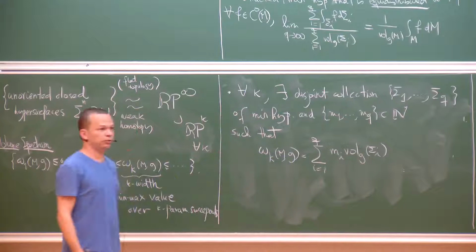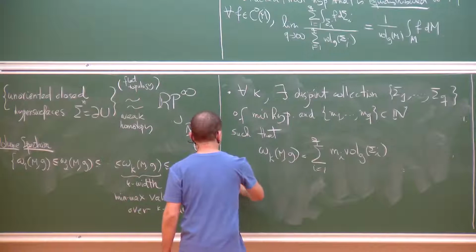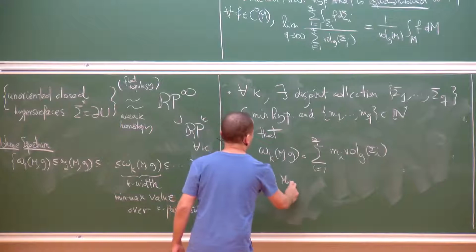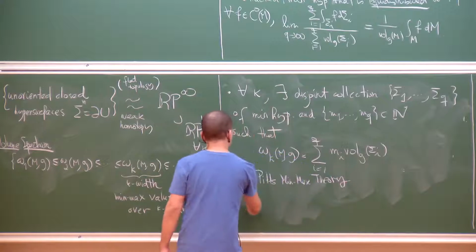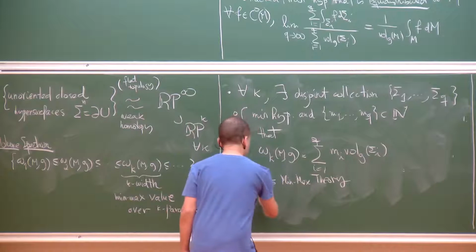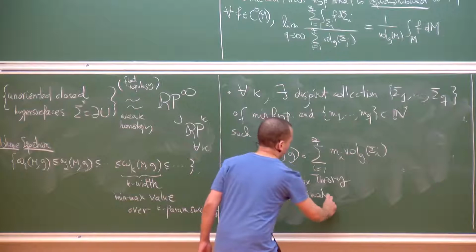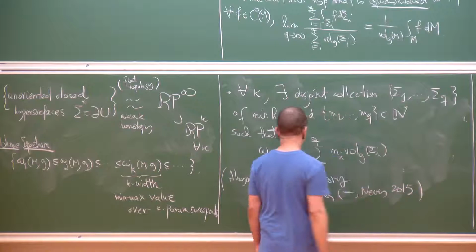In order to prove this, one needs, of course, the Almgren-Pitts minmax theory. But Almgren-Pitts minmax theory is for homotopy classes, and this is a bit more general, so one has to combine this with the Morse index estimates that I proved with Andre in 2015. And also we need a compactness theorem of Sharp.